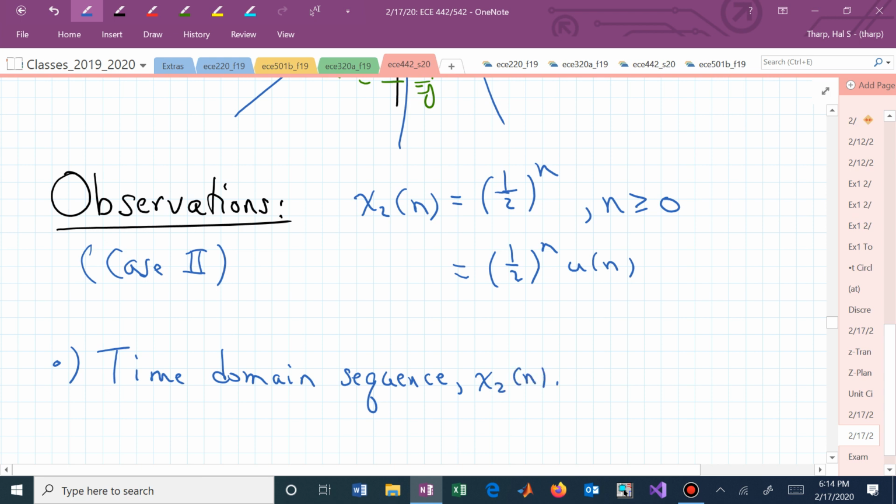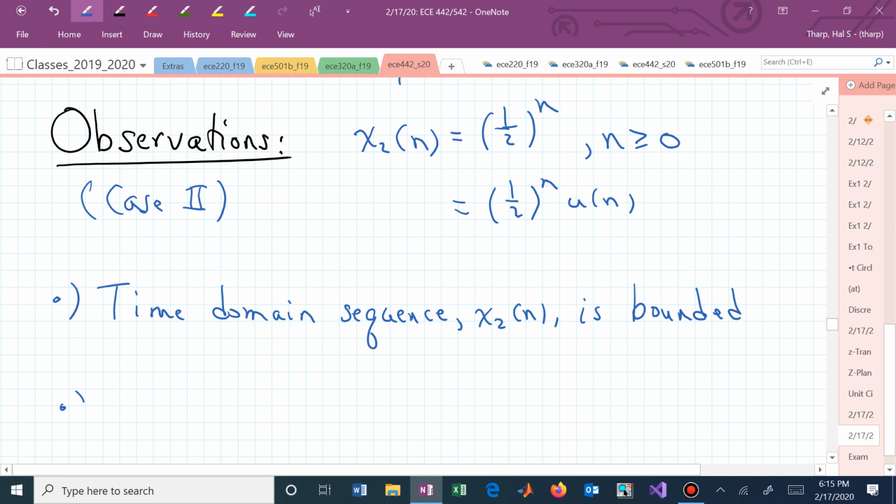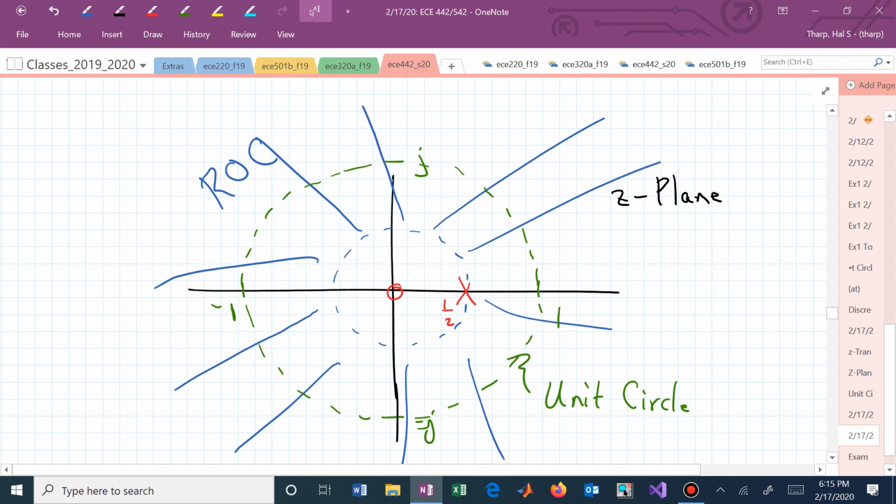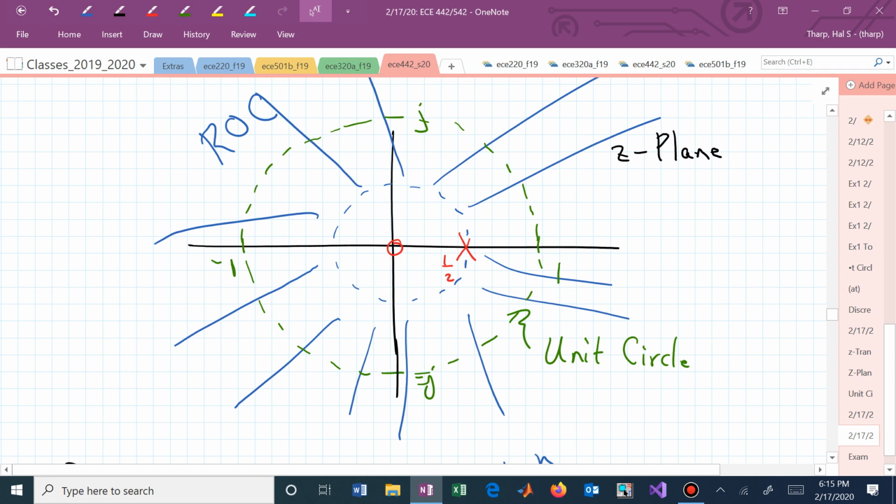Which we are calling x sub 2 of n, that one's bounded. We saw that just by the quick sketch at the very beginning. What do we know about the unit circle and its relationship to the region of convergence? Do you see now that here's our region of convergence, and where is that unit circle relative to the region of convergence? Is it lying on top of the region of convergence, or is it contained in the region of convergence?